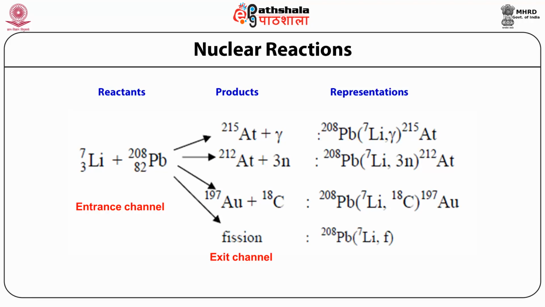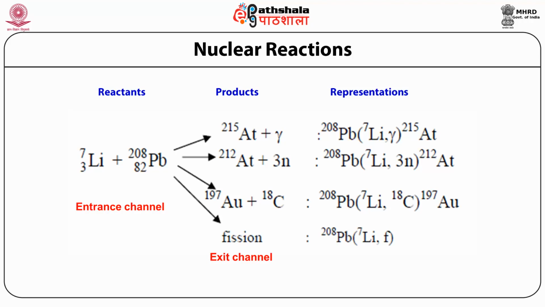Now here in this case, lithium-7 nucleus is reacting with lead-208. Depending upon how much energy and angular momentum is imparted in the system, we have a variety of output products. In some cases, the reaction may lead to the production of astatine-215 plus gamma. In other cases, we have the production of astatine-212 plus 3n. In other cases, we have the production of gold-197 plus carbon-18, and in some cases we have fission.